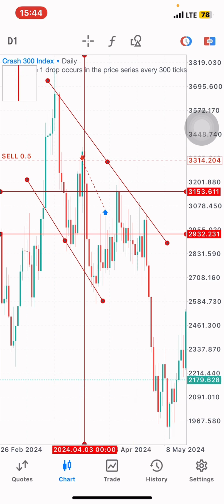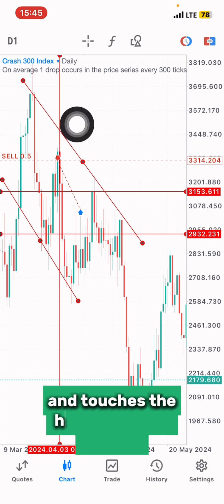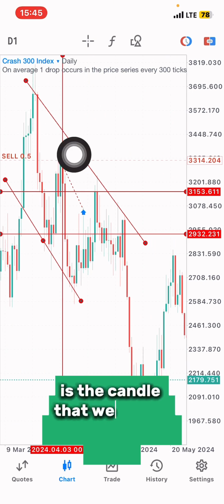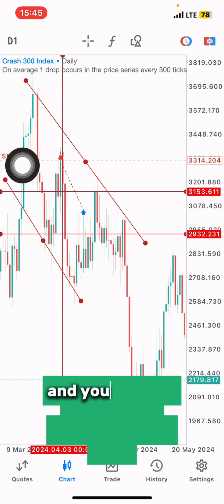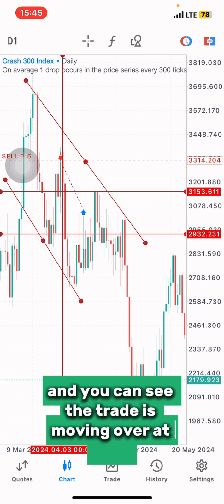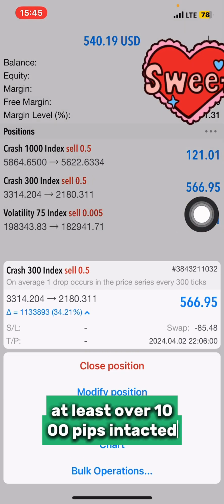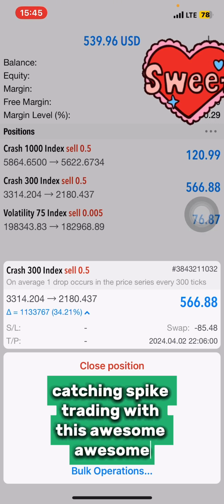Look at it. This candle that has a wick and touches the highs of this channel is the candle that we use to execute our sell signal. And you can see the trade is moving at least over 1000 pips, catching spikes, trading with this.